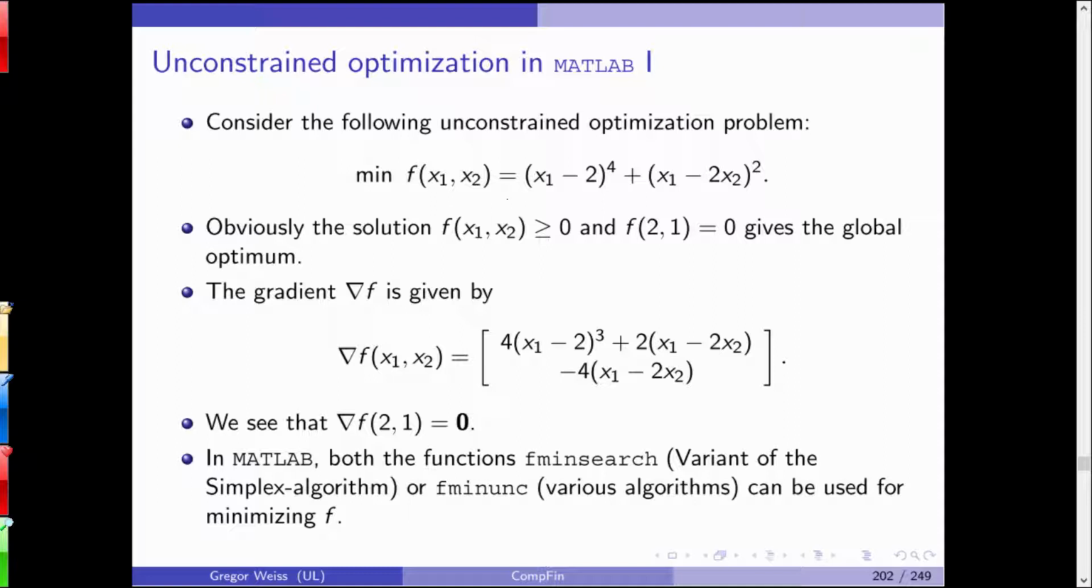Fminsearch is a variant of the Nelder-Mead algorithm, so it's a derivative-free algorithm. There are some differences between fminsearch and fminunc, but in this case, both should work. Fminunc is a set of algorithms that are derivative-based, and fminunc will decide automatically on which algorithm it should use. We can see that later on.